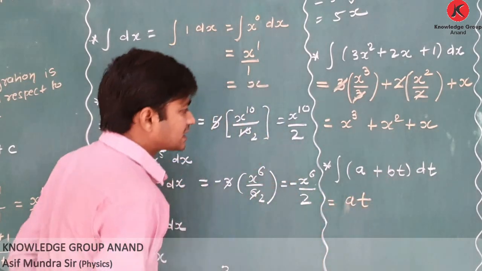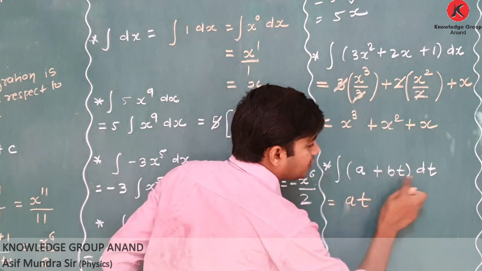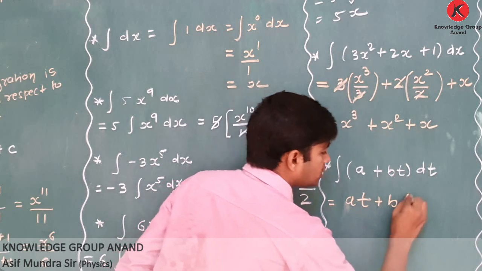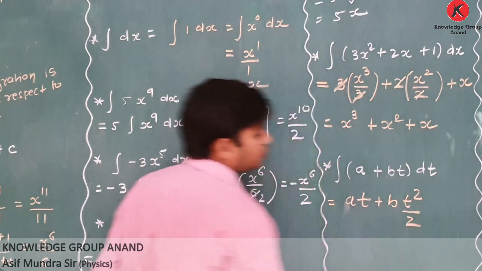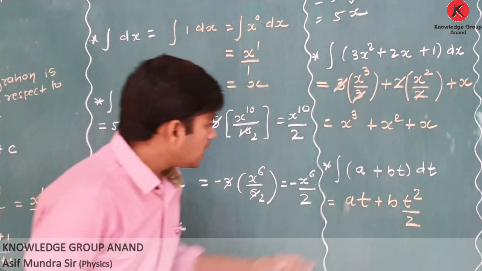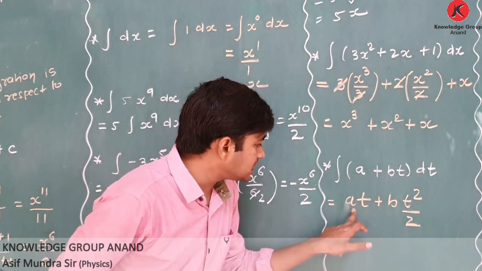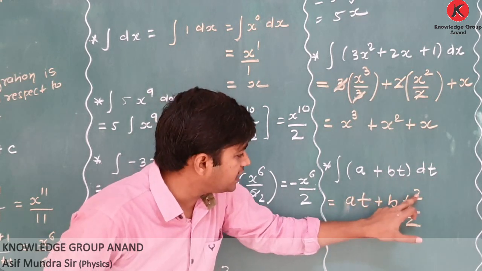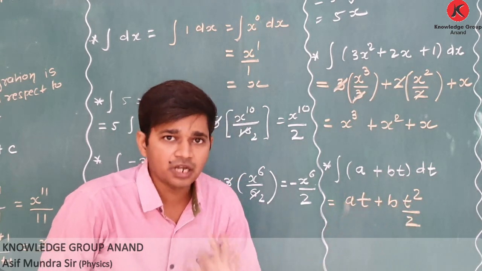Clear? Okay. Similarly, integration bt dt. b as it is. What is integration of t? It is t square by 2. So integration of a is at, integration of b as it is, and what is integration of t? t square by 2. Clear?